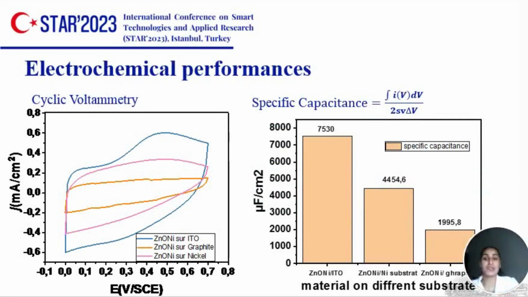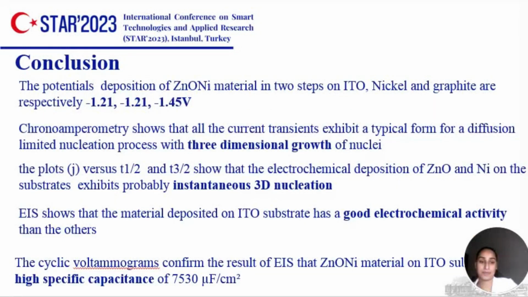The characterization using cyclic voltammetry of the electrodeposited material on the electrodes reveals that the surface decreases when changing the substrate at a scan rate of 50 mV per second. The specific capacity is calculated using the following relation. According to the bar graph plot, it is evident that the material deposited on indium tin oxide has the highest specific capacity, while nickel exhibits an average capacity, and graphite has the lowest specific capacity.